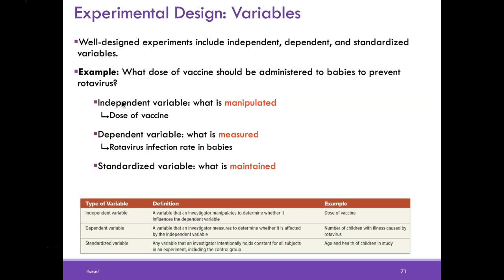Finally, every experiment must have a lot of standardized variables, things that are maintained. So standardized variables must be held constant across all subjects in an experiment. That means you want to have the age of the babies and the health of the babies all be the same to start with, right? You don't want to have 5-year-olds and 1-year-olds being tested with different doses because you might get different results, right? Similarly, you might want to have the same baseline health status of all the children you're testing.